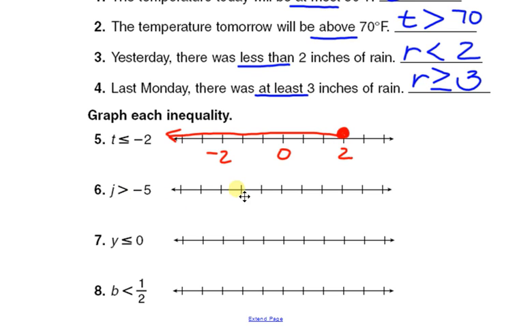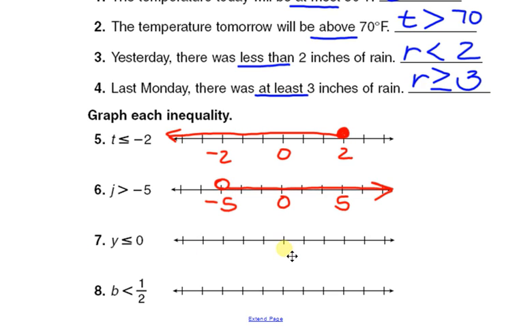Okay? So here we're going to have a 0, and we're going to have positive 5 and negative 5. And it's going to be an open circle because there's no bar under, and it's over on negative 5. And the arrow is pointing this way, so I'm going to draw my arrow to the right.